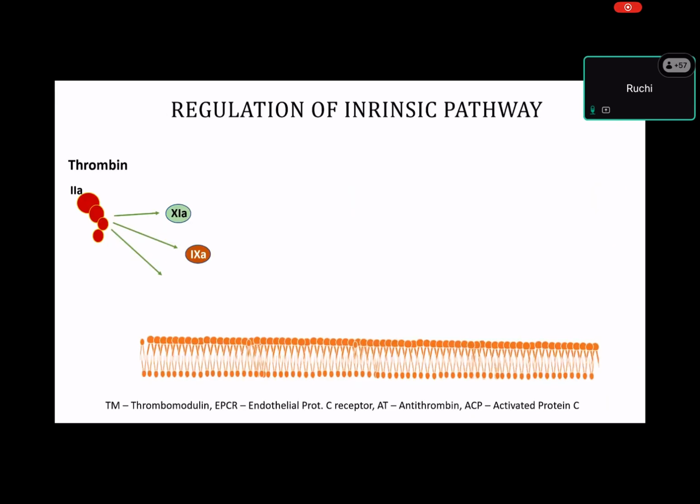What regulates the intrinsic pathway? Now that thrombin has been formed, someone needs to check it. Because the thrombin that was formed activated 9, 10, everything, converted fibrinogen to fibrin, and made the thrombus. This thrombin interacts with thrombomodulin and activates protein C.